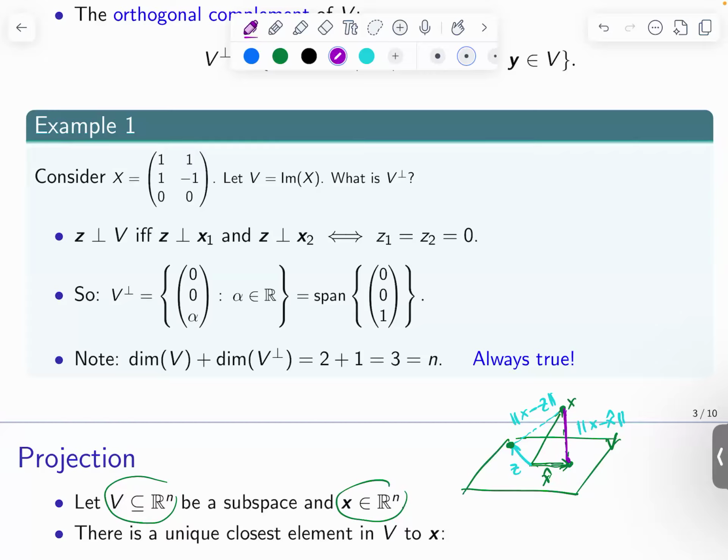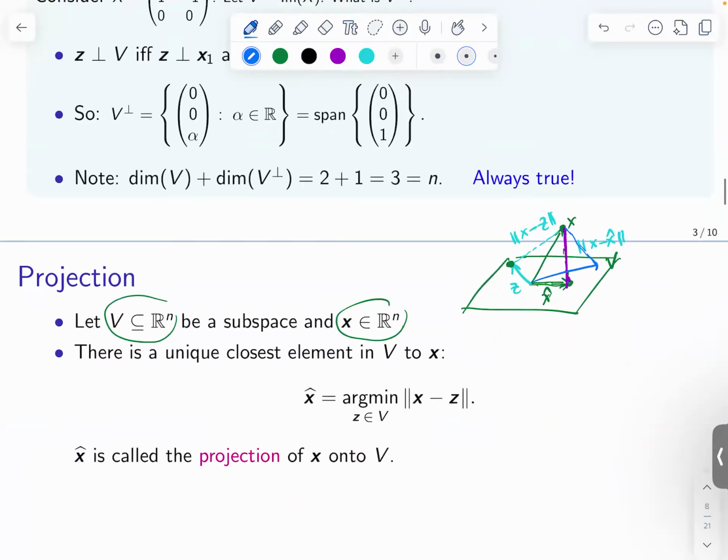Okay. So this is the smallest. The other things are larger. So for example, if you take another Z here, that would be the distance. It's not obvious here, but there's a property that it has to satisfy. Does that make sense? The vector in V is closest. So we write it like this. Pick a Z in V and look at the distance of X to Z, which is the norm of X minus Z. And we then take the argmin over all Z in V.